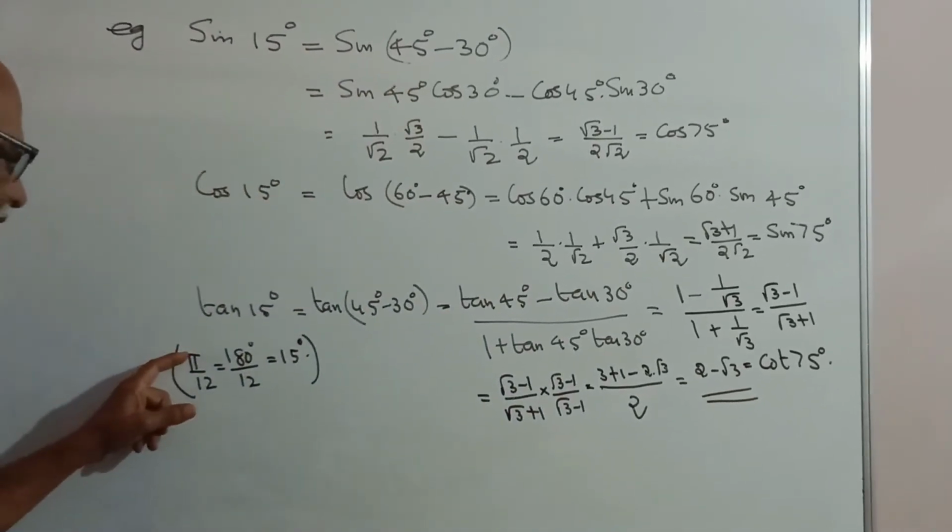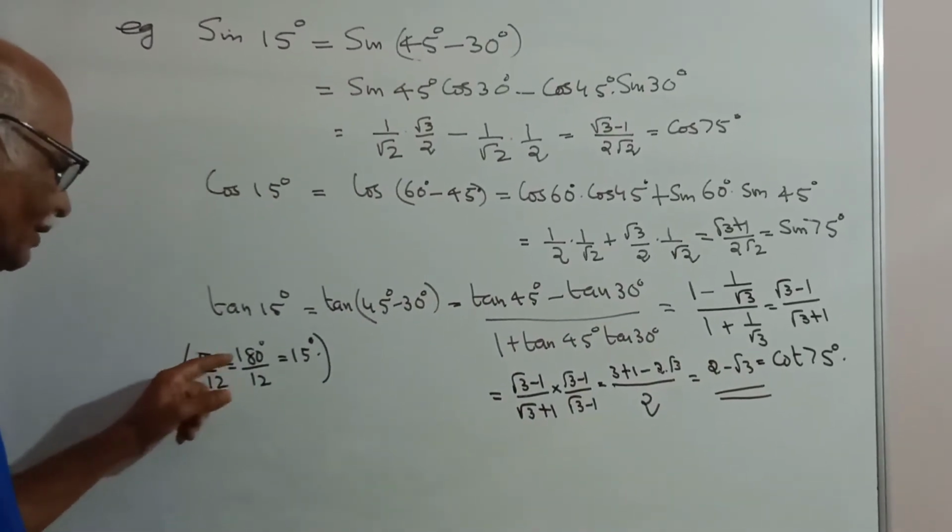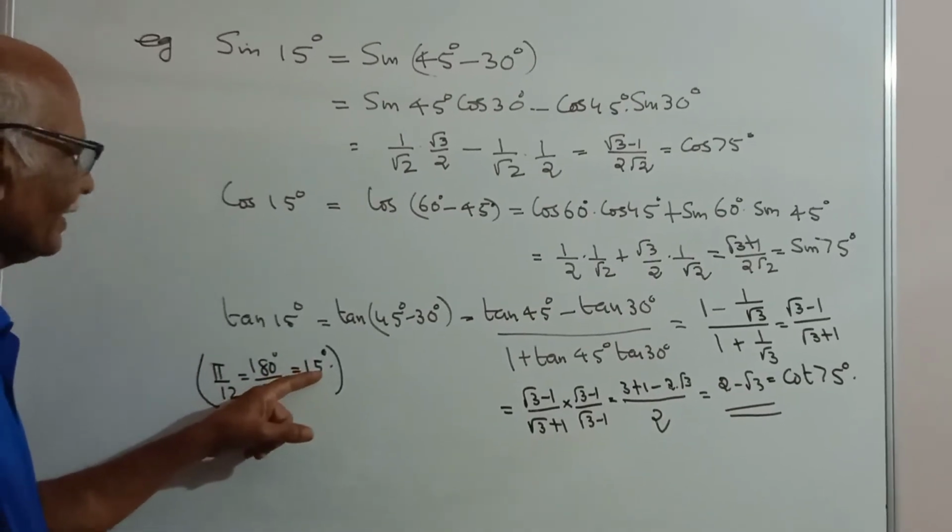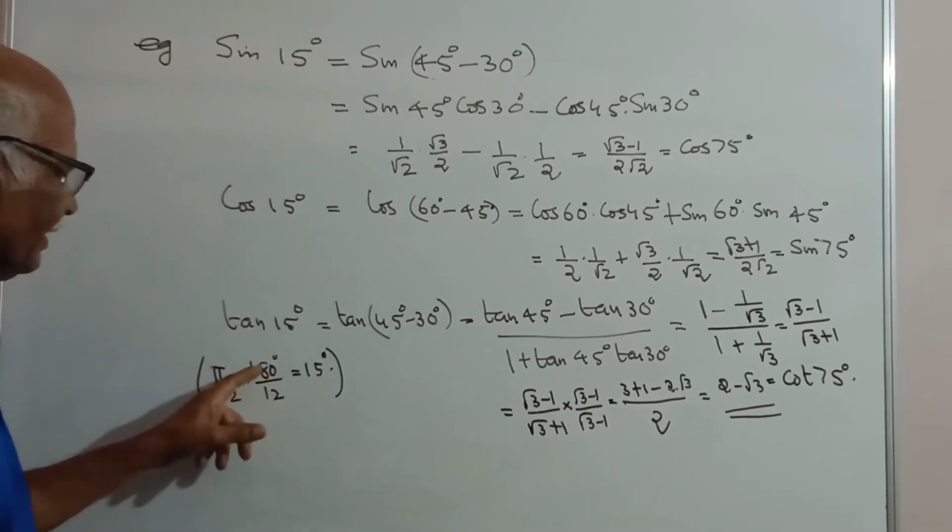Now remember, pi is 180. So pi by 12, 180 by 12 is 15 degrees. So this is all pi divided by 12.